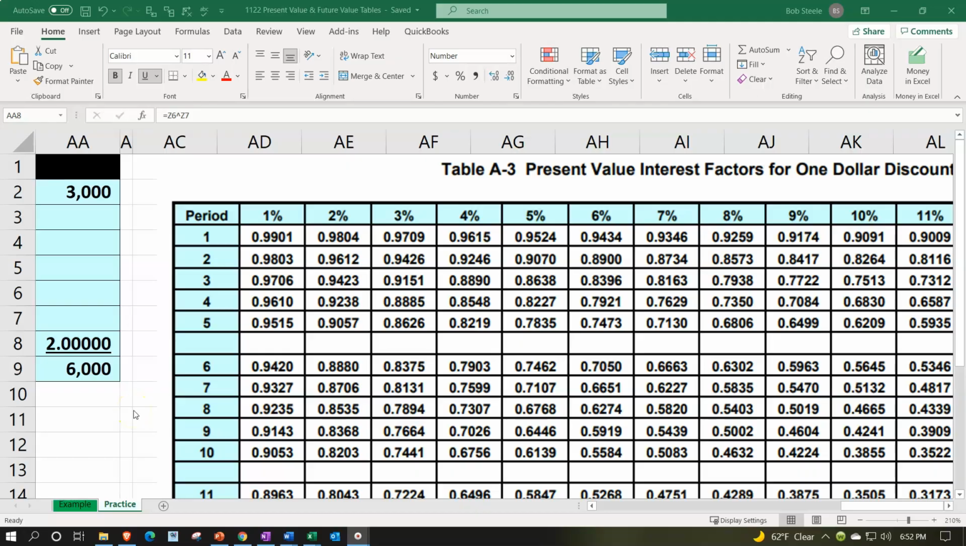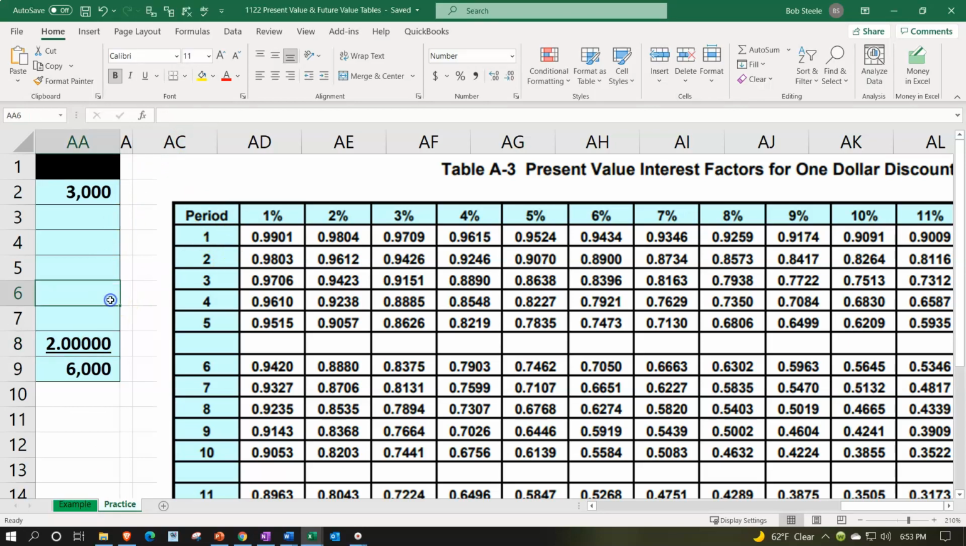Here we are in our Excel worksheet. If you have access to the Excel worksheet and would like to follow along, note that we're in the practice tab as opposed to the example tab, the example tab, in essence, being an answer key. We're all the way over here in column AC where our table is at.